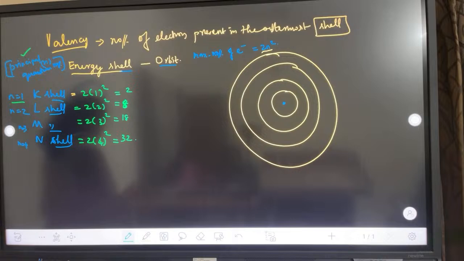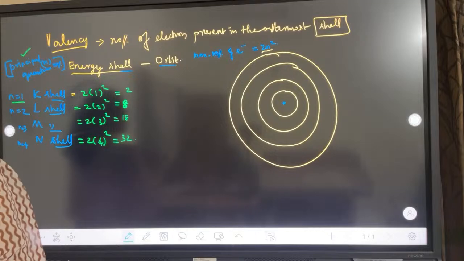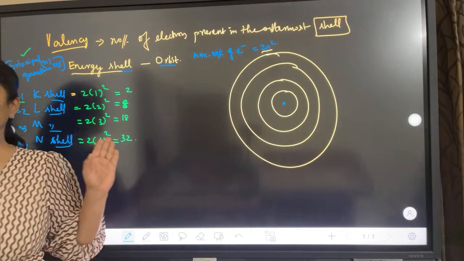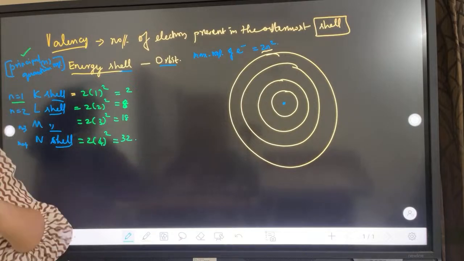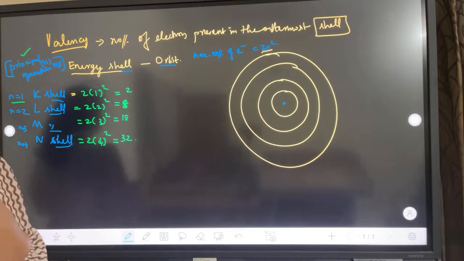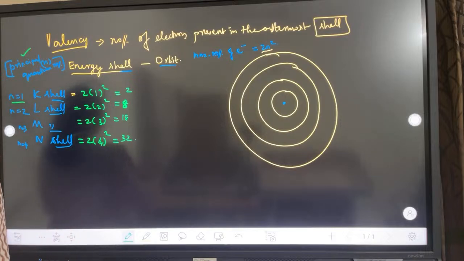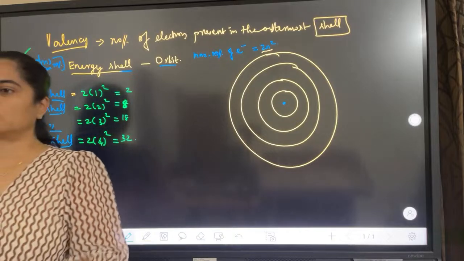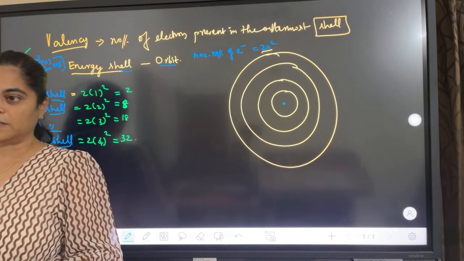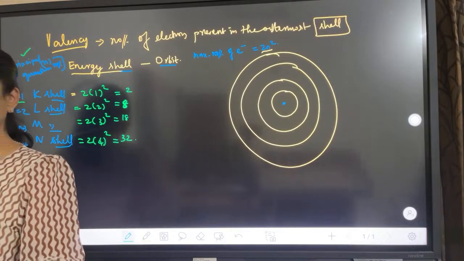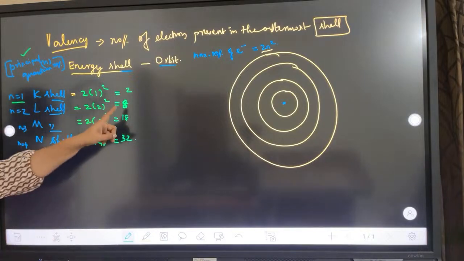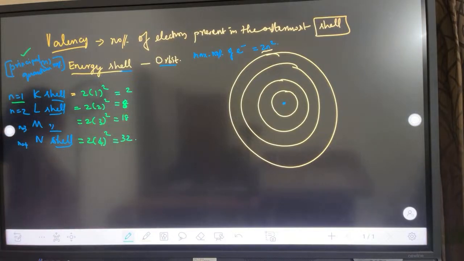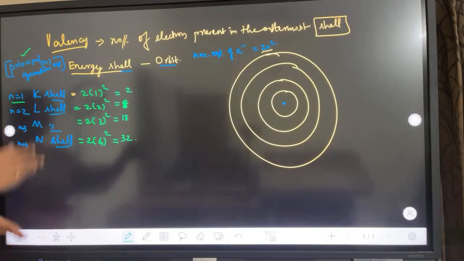First orbit, 2. Second orbit, 8 electrons can be accommodated. Third orbit, 18 electrons can be accommodated. It is not that there must be exactly 2 electrons or exactly 8 electrons. It is the maximum occupancy of the orbit. Suppose the maximum occupancy of this class is 10 students. Then fewer students can also occupy it, but not more. So the number of electrons should not exceed this number. That's all. So this is the number of electrons in an orbit.